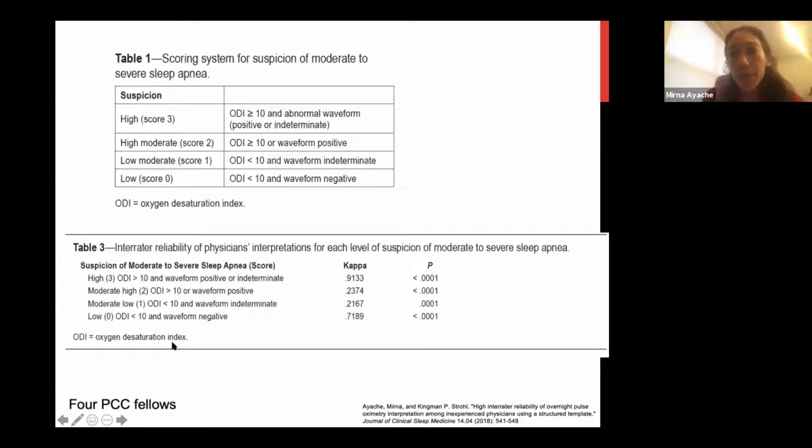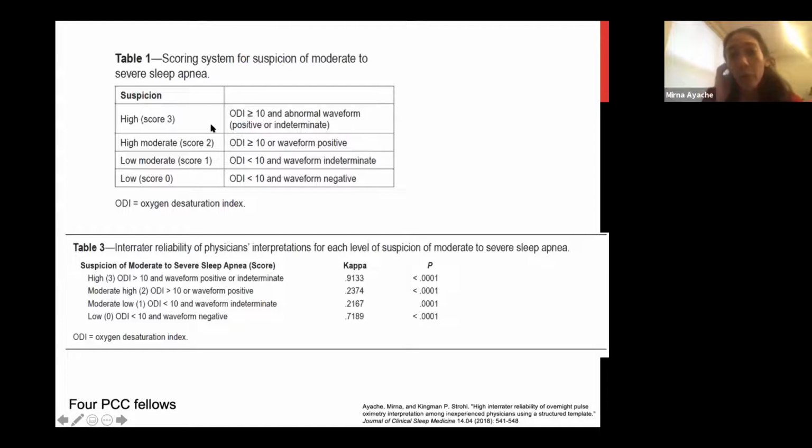With this template, we asked 4 pulmonary critical care fellows to use it, and these fellows had no prior experience at all with any interpretation of overnight pulse oximetry. We gave them that template, and we asked them to interpret 50 overnight pulse oximetries. Then we divided the suspicion for sleep apnea from the template depending on the ODI and the waveform.